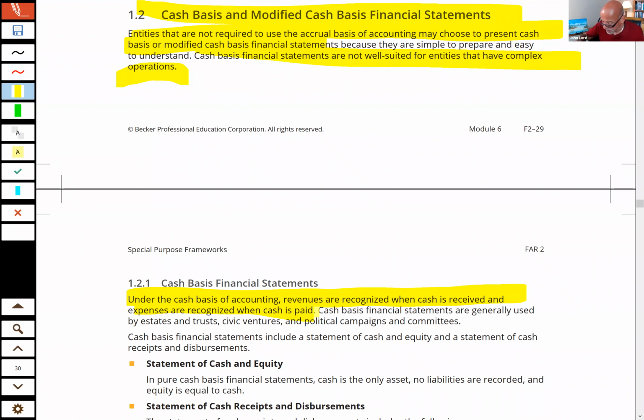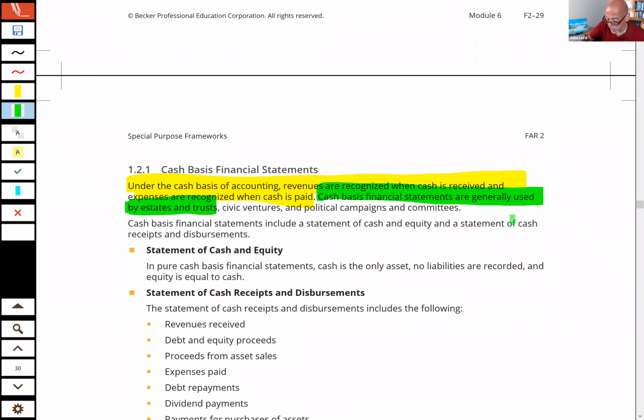Okay. They tell us that cash basis is generally used by estates, and trusts are a good example there. I have a friend, a former student, really, GGU alum, Becker alum, actually, now that I think about it, that is a controller for a trust. And she was telling me, I don't even know if I remember my accrual accounting anymore, because we basically use cash basis as we disperse funds from this family trust that she works with. Okay, good. So let's just go ahead and take a look at the statement of cash and equity.